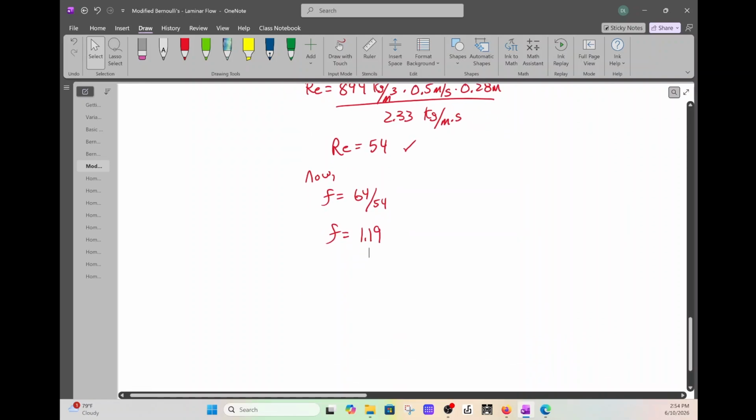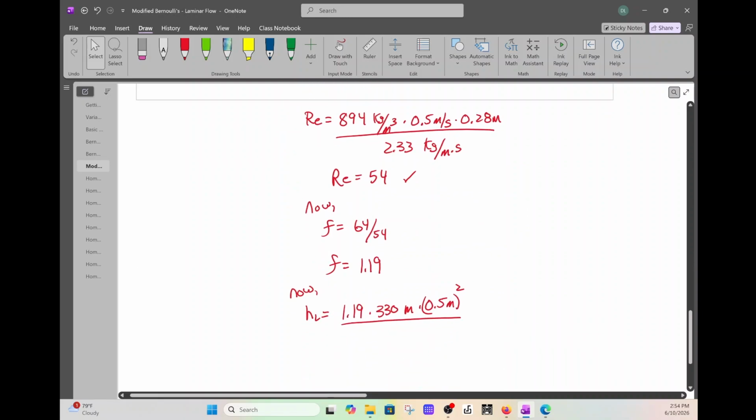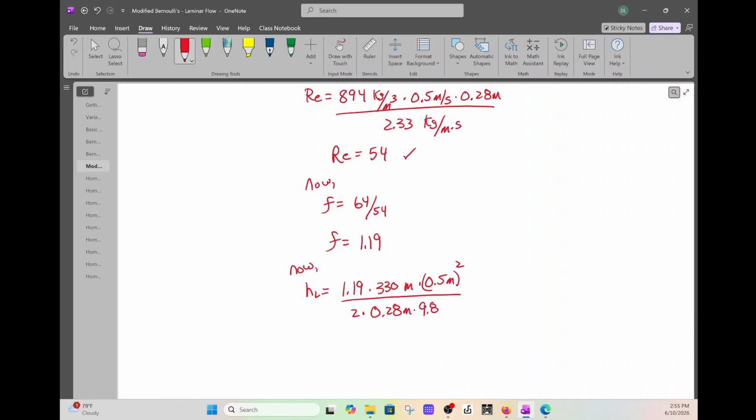Now we can plug that in. HL is 1.19 times 330 meters times 0.5 meters per second, and this is squared, all over, how did I write it? 2 first? Yep, 2Dg. 2 times the diameter, which is 0.28 meters, times 9.81 meters per second squared. Our losses from the pipe, 17.9 meters.